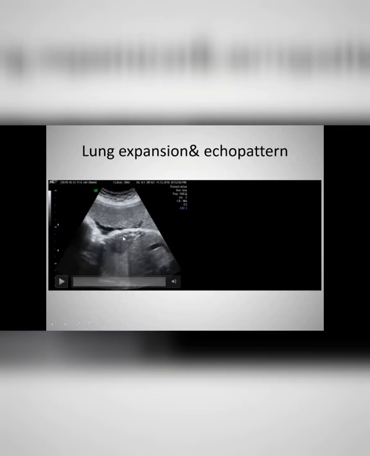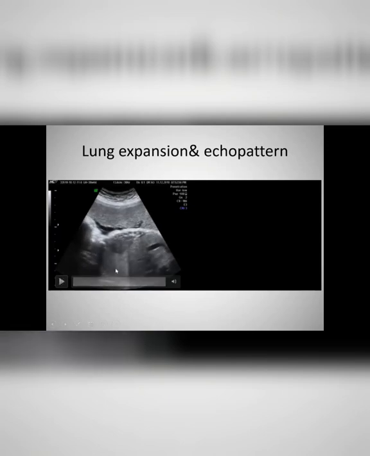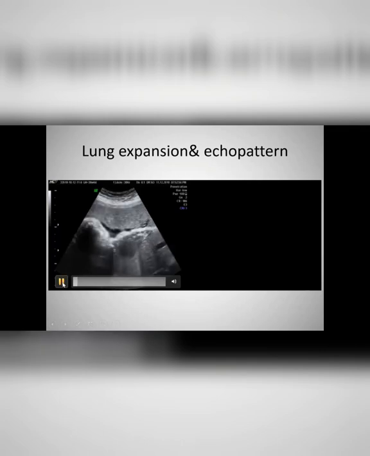And then when you see the chest, here the chest and the abdomen are in one line. So here the chest is a well-expanding chest. This is the thymic gland and the atrium, and this is the thymus. And this is the lung. So this is how the lungs are perfectly expanding in this fetus.